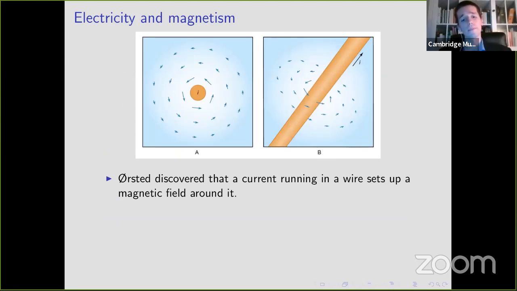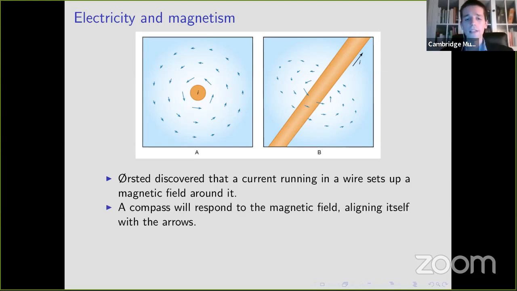Ørsted discovered that current running in a wire sets up a magnetic field around it. So a current, electricity, would set up a magnetic field, something that was otherwise disparate, or was thought not to be related. The two phenomena were thought not to be related. And so if one puts a compass near the wire, the needle will respond to the magnetic field, and so it will align itself with the arrows.